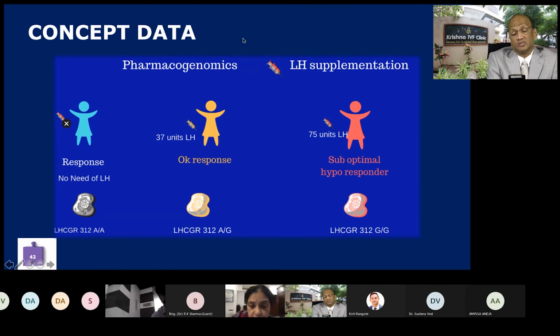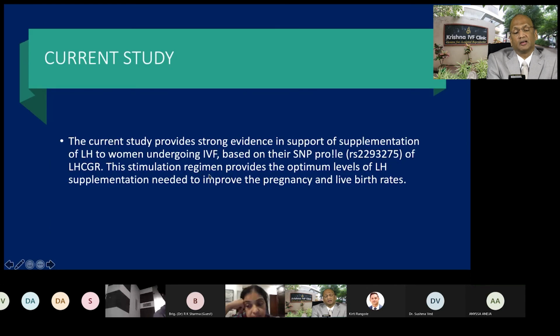In the beginning years, we had given maybe for a year 150 units, but in the last 10 years, we never cross 75 units, that is 1 ampule of LH per day with an adequate amount of FSH, and this has helped us to improve our pregnancy. This study has provided strong evidence in support of supplementation of LH to women undergoing IVF based on their SNP profile of LHCGR. This stimulation regimen provides the optimal level of LH supplementation needed to improve the pregnancy and the live birth.